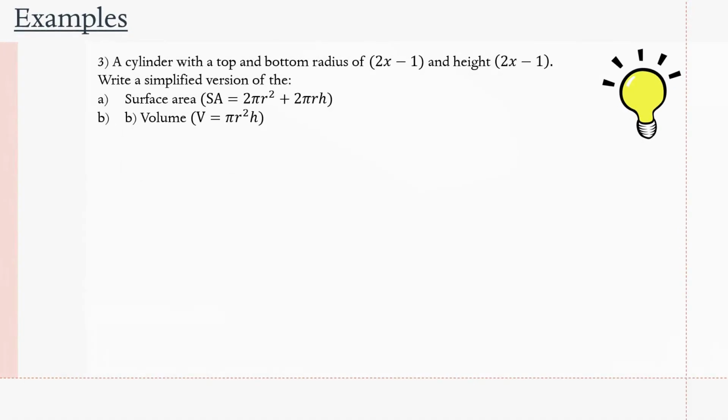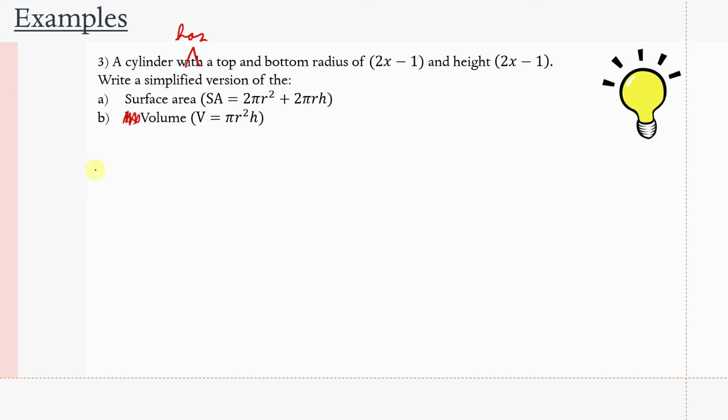Okay, so moving on to question number 3. It's a word problem, and it says a cylinder has a top and bottom radius of 2x minus 1 and height of also 2x minus 1. And it says write a simplified version of the surface area and the volume. And there's an extra b here.